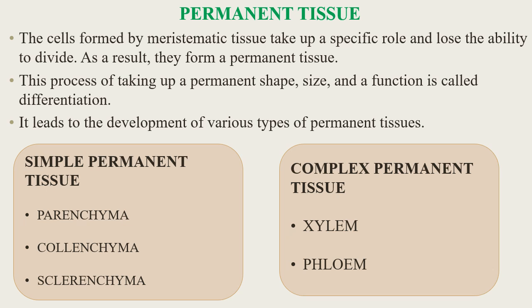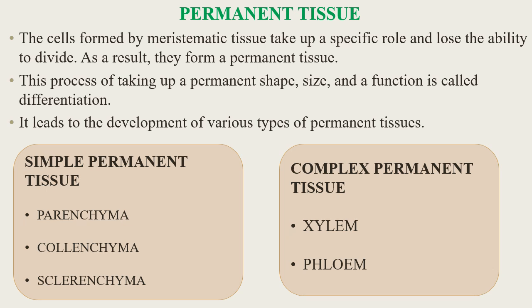We learned that meristematic tissue helps plants grow by dividing continuously. But do you think all plant cells keep dividing forever? No. At some point, these cells mature and stop dividing. They form permanent tissue which helps in performing different functions like support, transport and storage. This process of taking up a permanent shape, size and function is called differentiation.